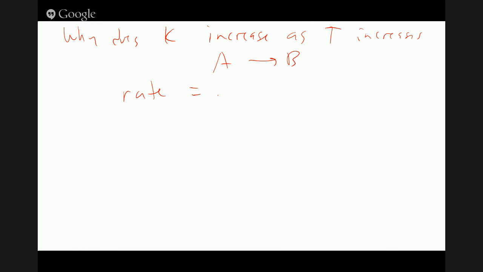Moving on, Rid asked, oops, sorry, I forgot to change to a pen. Rid asked, why does K increase as T increases? So let's take a generic reaction. I have A becoming B, some generic reaction. The rate is going to be K, the rate constant, times the concentration of A. Let's assume it's first order.